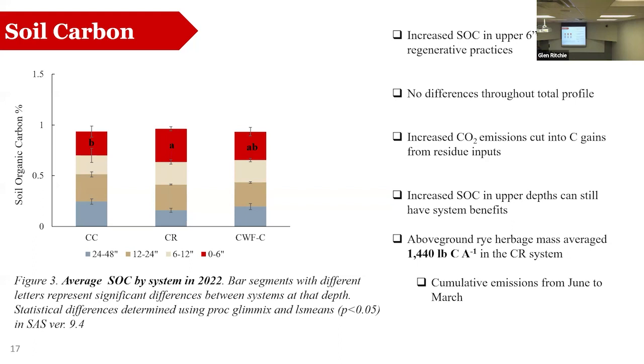Those differences are only happening in the top 6 inches, and we're not seeing full profile differences. With that being said, a lot of our nutrients and a lot of our microbial activity goes on actually at the top 6 inches. So that doesn't mean that there aren't benefits to only seeing increases in carbon at the top 6 inches. We're just not seeing total profile increases in terms of carbon sequestration.